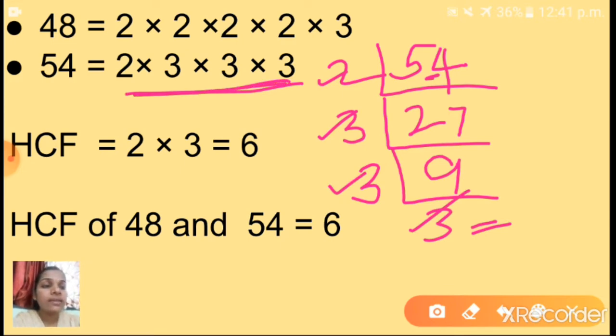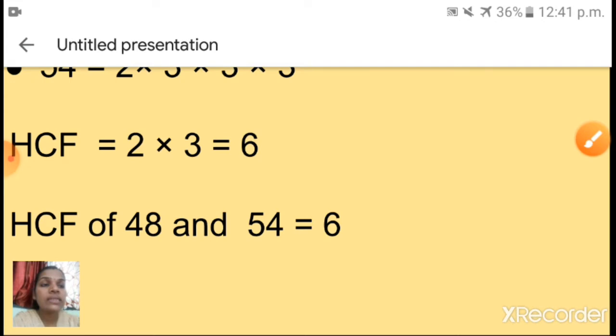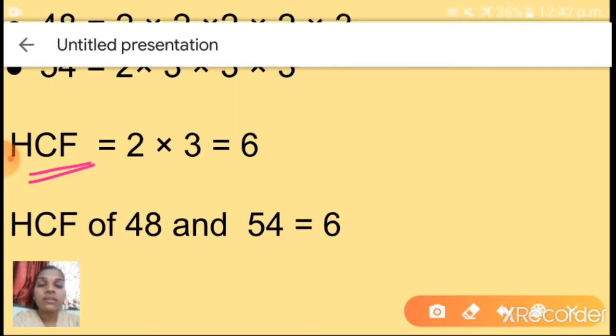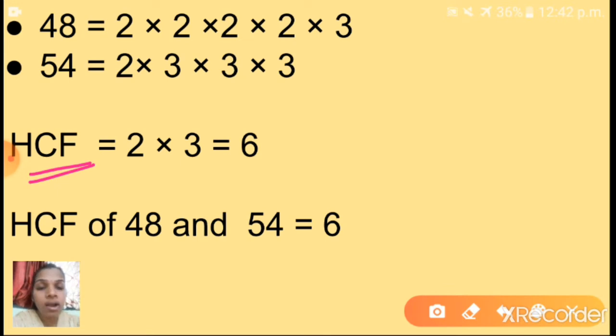Okay child. Yes, next one is what? Next step is HCF we have to find. That means to find this HCF, we have to see common factors of these two numbers. Yes, here 2 and here also 2. So instead of these two 2's, I have written one here. Okay. And next one is this 3 and this 3. These two are common. So 1, 3 I have written here. So HCF is equal to 2 into 3 is equal to 6. So now HCF of 48 and 54 is equal to what? 6. I hope you understood this one. Shall I go to next one now?